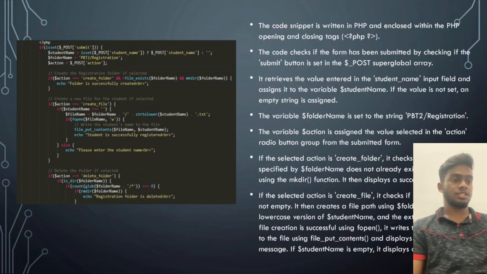If the selected action is create folder, it checks if the folder specified by folder name does not already exist. It creates it using the mkdir function. It then displays a success message. If the selected action is create file, it checks if student name is not empty. It then creates a file path using folder name, the lowercase version of student name, and the extension txt. If the file creation is successful using fopen, it writes the student name to the file using file put contents and displays a success message. If student name is empty, it displays an error message.